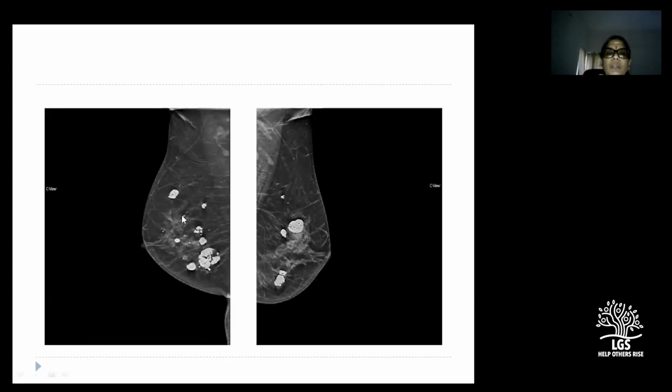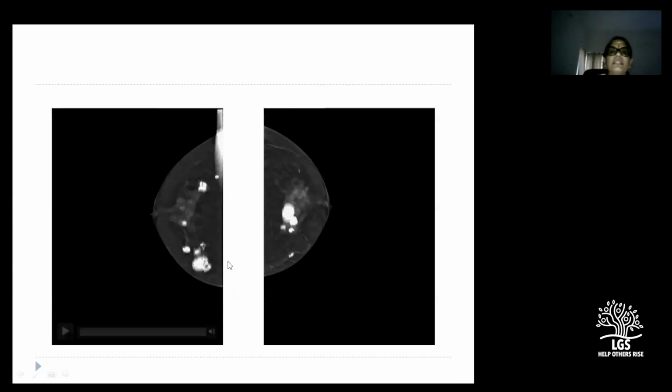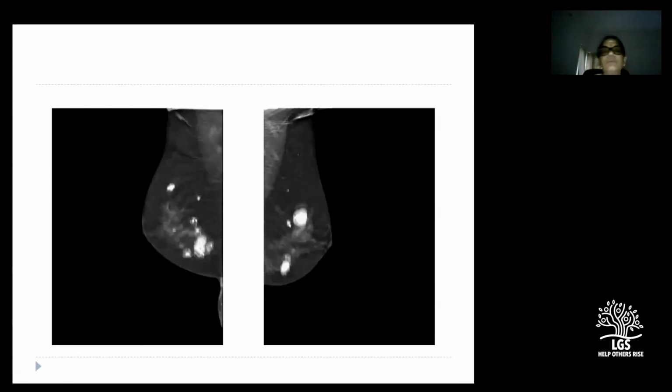On the MLO, again, this area I was not happy with. There was some little distortion. So again, CC didn't show much actually. I'll show you the video of the CC. The tomo images sweep the entire breast and you see every section. So this didn't show anything. Let me go to the MLO.